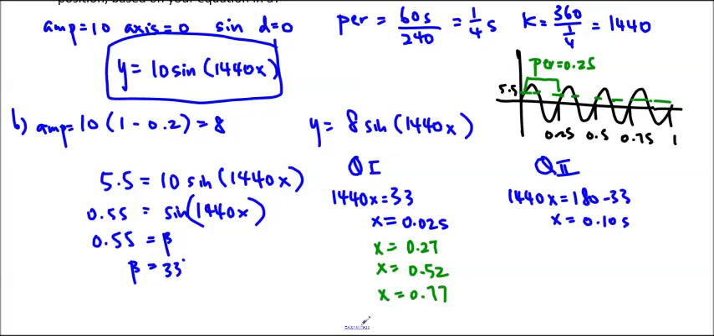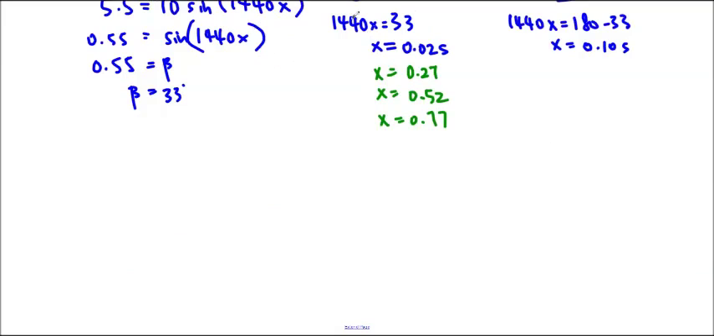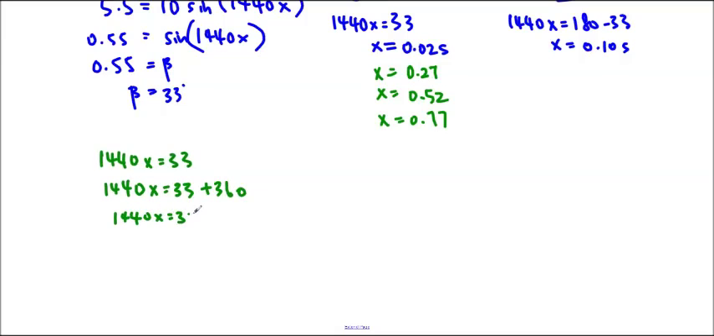So previously what we would do is, if we had 1440x equals 33 and we wanted to add periods, we'd go, okay, 1440x equals 33, and then we'll do 1440x equals 33 plus 360, and then we'll do 1440x equals 33 plus 2 times 360, and so forth, to get as many rotations as we want, or as many periods as we want.